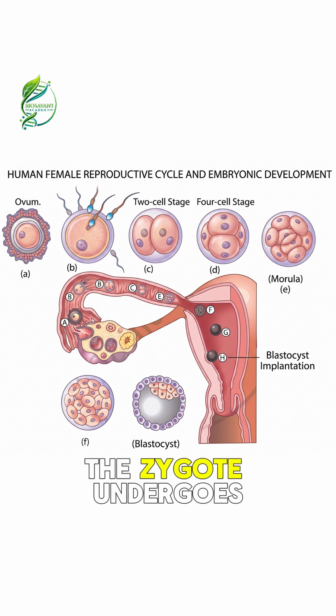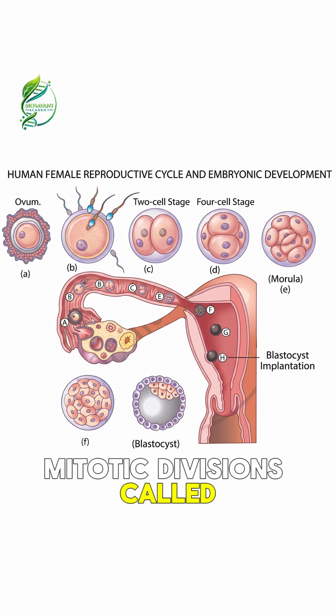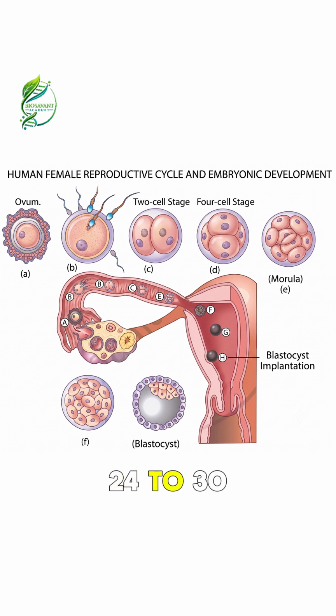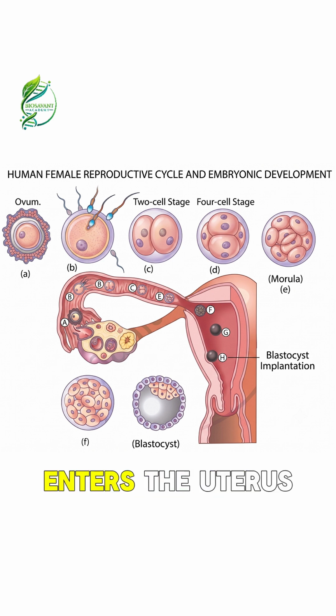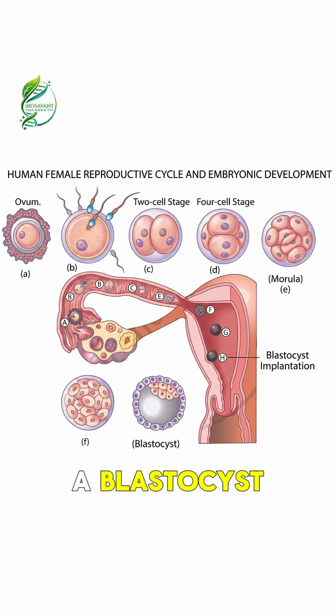The zygote undergoes a series of rapid mitotic divisions called cleavage. The first mitotic division happens about 24 to 30 hours after fertilization, splitting the zygote into 2 cells, then 4 cells, then 8 to 16 cells called morula. As the morula enters the uterus, fluid enters the ball, transforming it into a hollow sphere called a blastocyst.